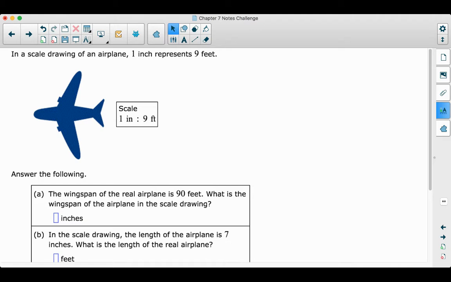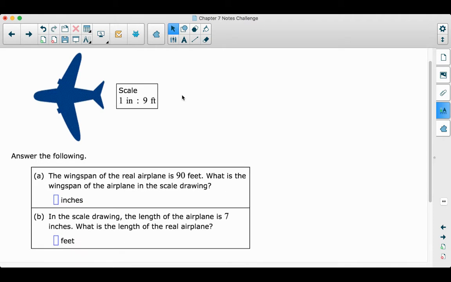If you have a piece of paper out and you want to do this problem with me, that would be great. This first problem talks about a scale drawing of an airplane. 1 inch represents 9 feet. And that's the scale that they give us. You can see that right there next to the airplane. And it says, answer the following. The wingspan for the real plane is 90 feet. What is the wingspan of the airplane in the scale drawing?